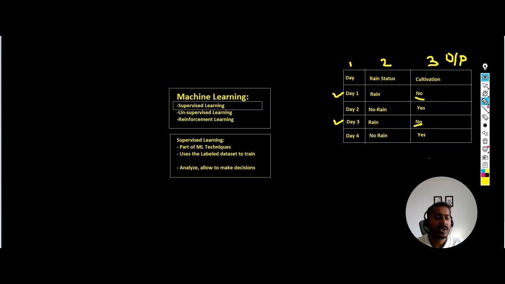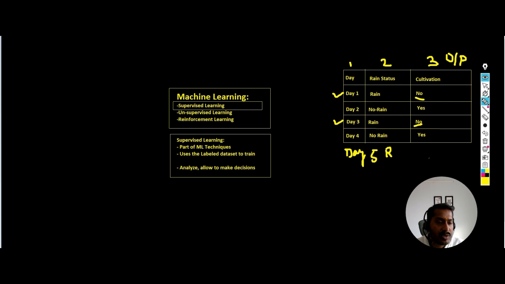Now if we talk about all the even days, day 2 and day 4, there is no rain, and that's the reason farmer went for the cultivation easily. So this is nothing but my historical data or previous data. Now if I ask you for day 5, what will happen? Rain status, definitely there would be rain.